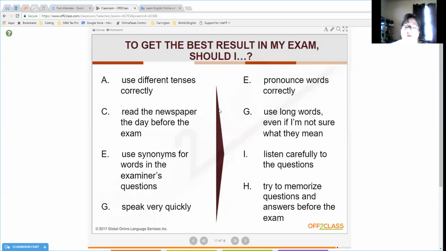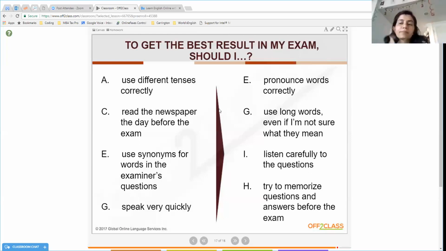Okay, should I pronounce words correctly? Yes, definitely, the best you can. Should I use long words even if I'm not sure what they mean? No. When people say make complex sentences, I feel like I'm not that good at making complex ones, so I would rather stick to what I know. That's my thought. If you're comfortable with it and you're sure of the meaning, you can do that. It will demonstrate your ability to use the language, but just be sure of the meaning.